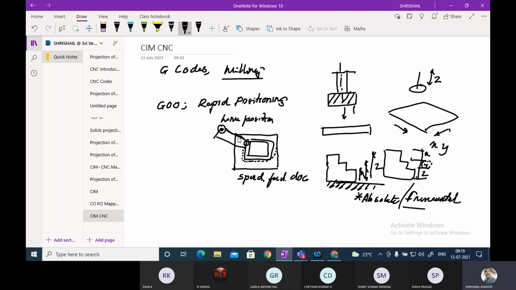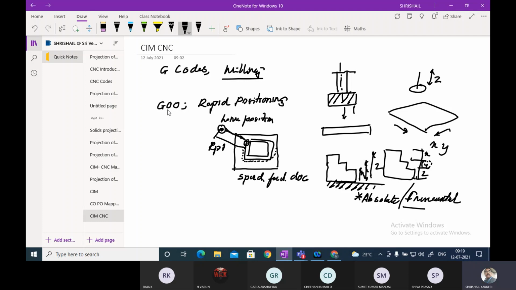While it is coming from the home position to here, we need not keep a proper traveling direction, and the feed, speed and depth of cut are not required. It has to move to this point. Since it is moving in the air, it is not touching any part of the material, so rapidly we can move it.